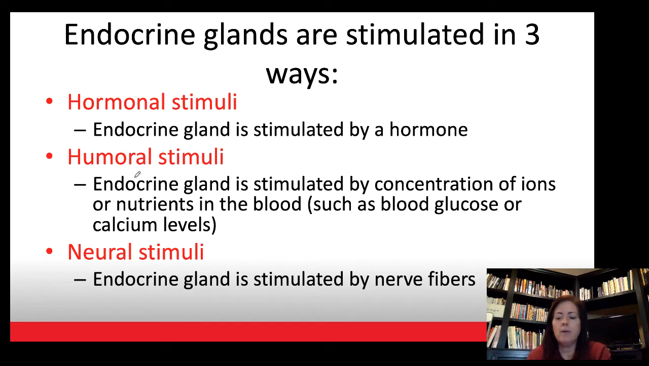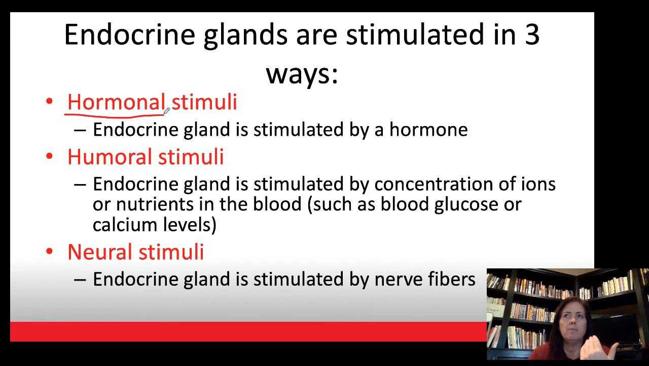Okay, and then this is our last point in terms of general properties of endocrine glands. Basically, endocrine glands need to be told to release their hormone. Okay, so something has to tell them to release it. And there are 3 different ways that endocrine glands can be stimulated to release the hormone that they contain or manufacture. So one way is hormonal stimuli.